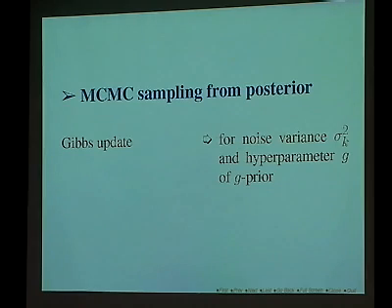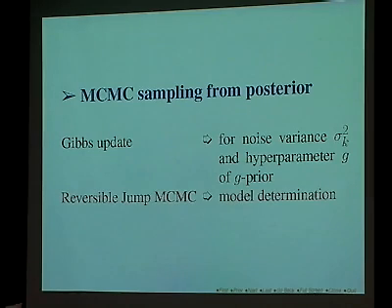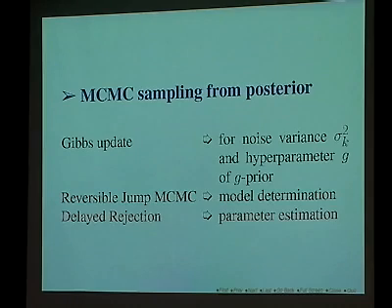For the MC sampling, I use Gibbs sampling for the noise variance and the hyperparameter. I come to that later. Then I use different techniques for each set of parameters. For model determination, I use the reversible jump MC in order to walk within the multi-dimensional parameter space, and the delayed rejection for parameter estimation. I'll come to that later.